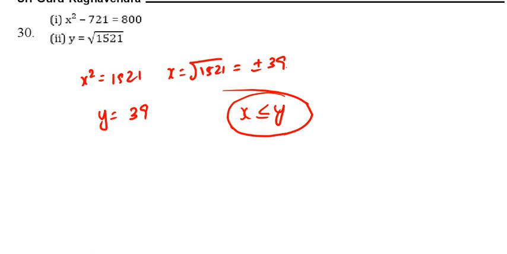96 by 4 is 24. Again 24 into 2 becomes 48. So 24 is the final answer. Option 4, 24 is the final answer. See the next question.